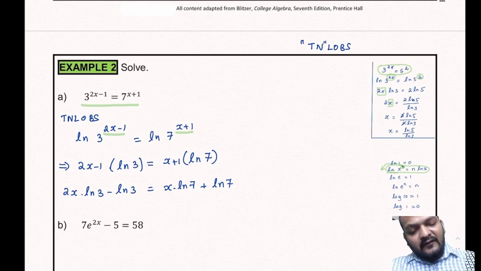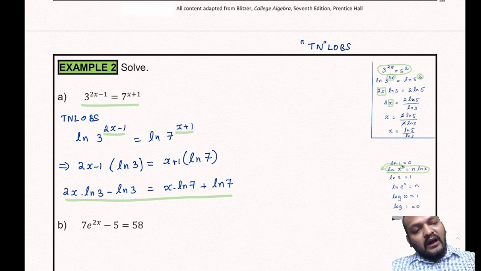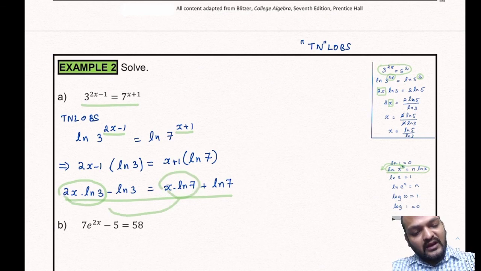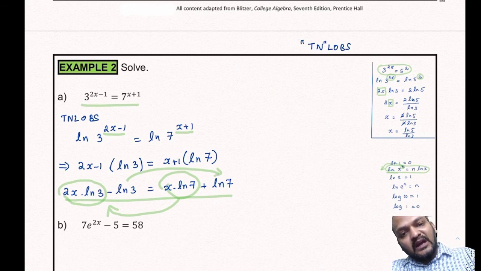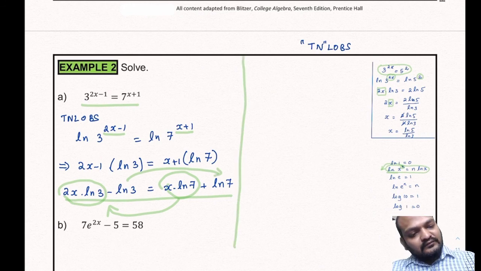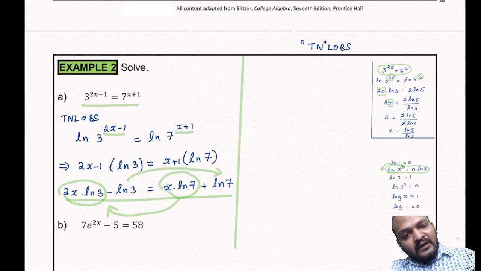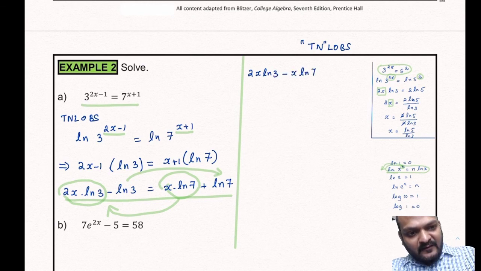Now what I have is this particular equation right here, right? My next goal is to group all the x terms, and I have one x term in here and I have another x term in here. So I'm going to keep these two together on this side. I'm going to move this on the other side. So when I do that, what's going to happen is the following. I am going to have 2x times ln of 3 minus x times the ln of 7 equals ln of 7 plus ln of 3.